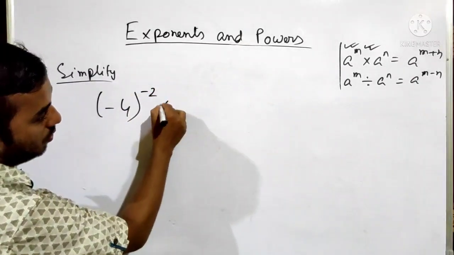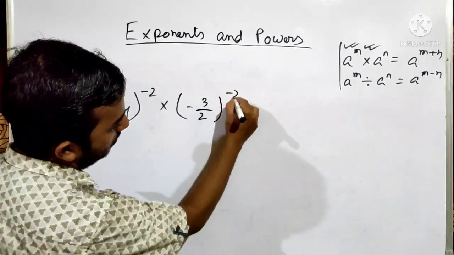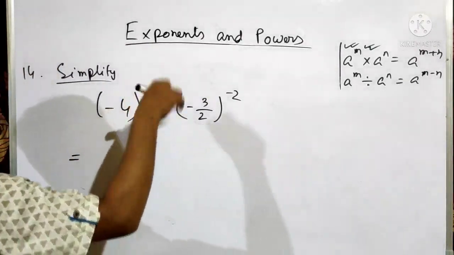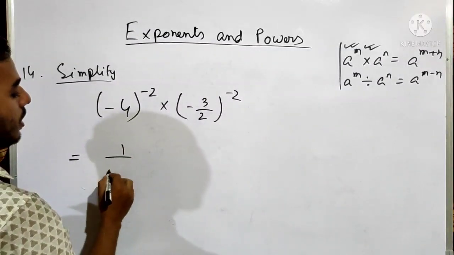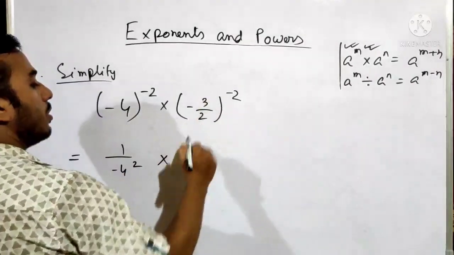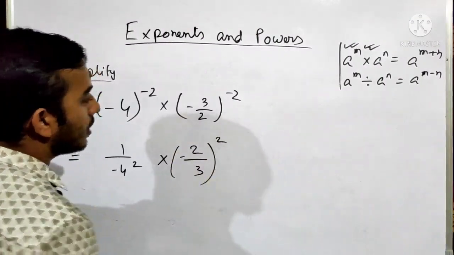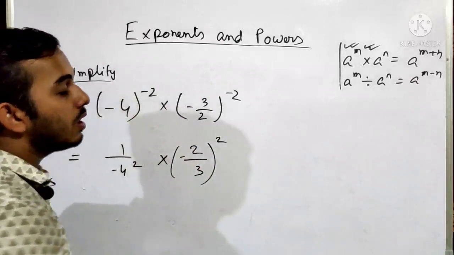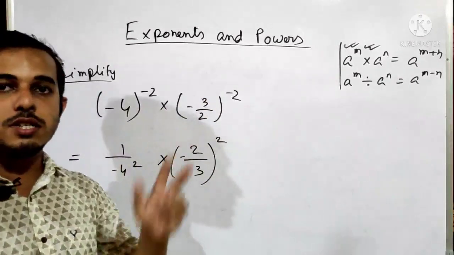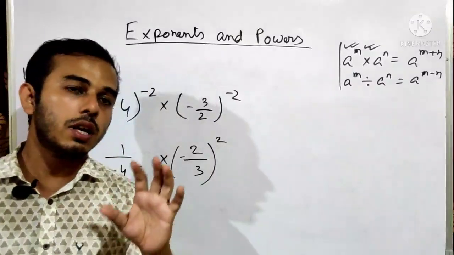Minus 4 power minus 2 into minus 3 by 2 whole power minus 2. Okay, so here the power is minus 2, so to make it positive, a power minus n can be written as 1 by a power n. If there is a fraction and the power is negative, the numerator and denominator interchange their positions and the power will be positive. I told you earlier, isn't it? And if it is only a number, it will be divided by 1.